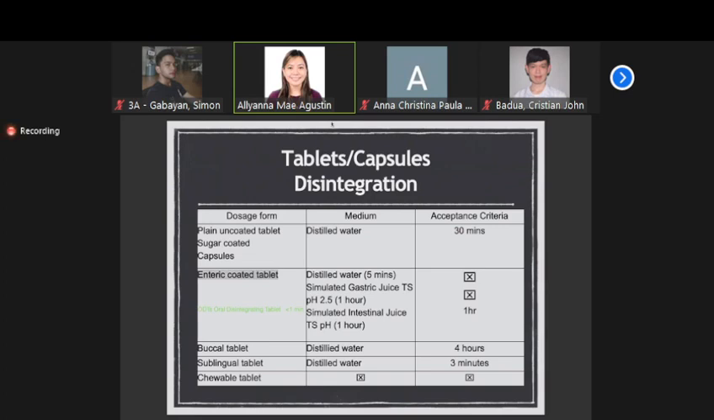Why is it exempted or excluded from the disintegration test? Why do you think so? Because it disintegrates in the mouth. So the reason is that chewable tablets do not have any disintegrants.